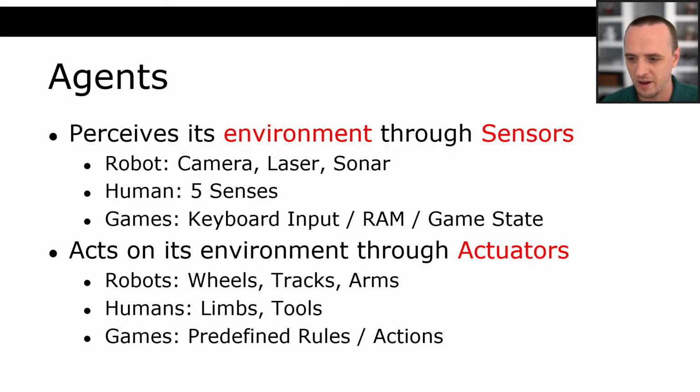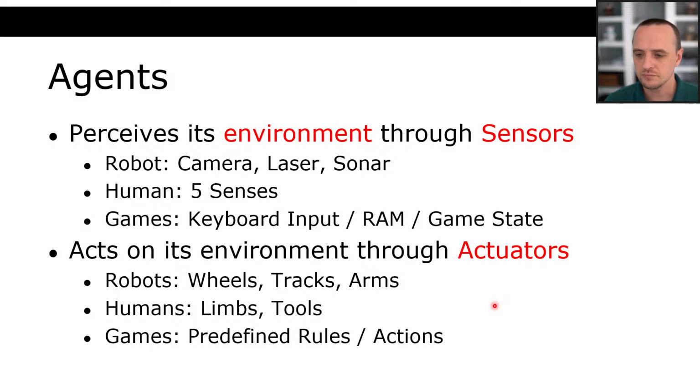In games, we're going to have some sort of predefined rules or actions, right? So if you think about a game like chess, and trust me, you'll be sick of chess by the end of this lecture, but it's a really good example. A pawn can move forward, a queen can move up, down, left, right, or diagonal, etc. Those are the predefined actions and rules. In a virtual or game environment, there will not be physical actuators. Our AI won't necessarily have to pick up a physical chess piece, but it does have to know the rules in order to take those actions in the game.